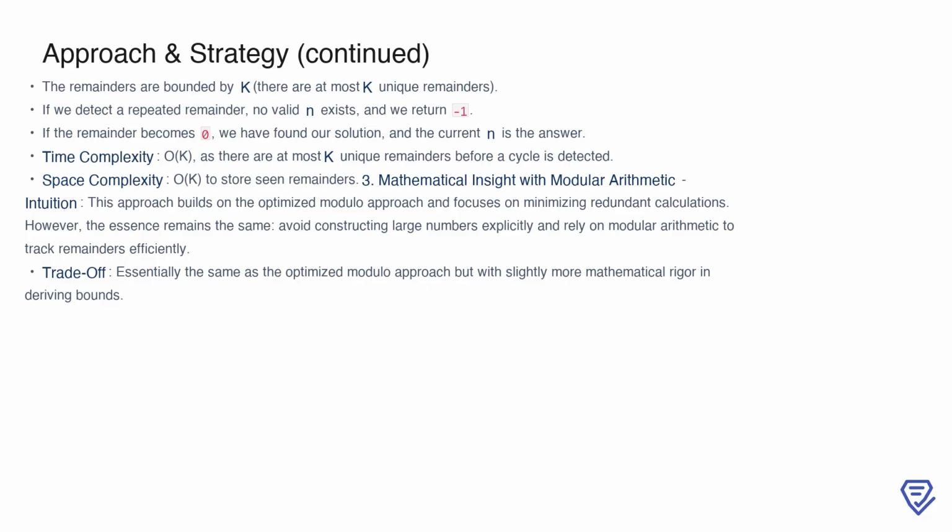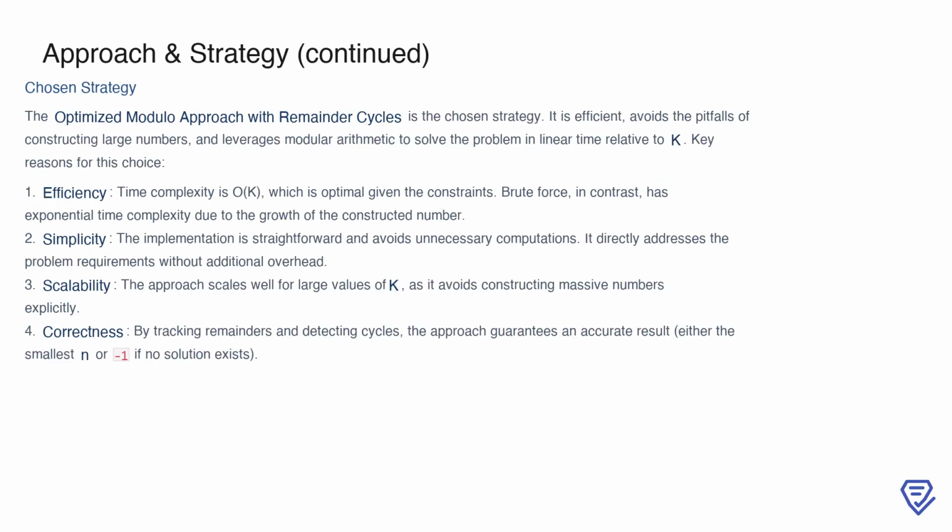Another variation of this approach is the mathematical insight with modular arithmetic. It builds on the same optimized principles but focuses more on the theoretical bounds to further minimize redundant calculations. However, both approaches are fundamentally similar in essence, relying on modular arithmetic to efficiently track remainders without constructing large numbers explicitly. The chosen strategy to solve this problem is the optimized modulo approach with remainder cycles.